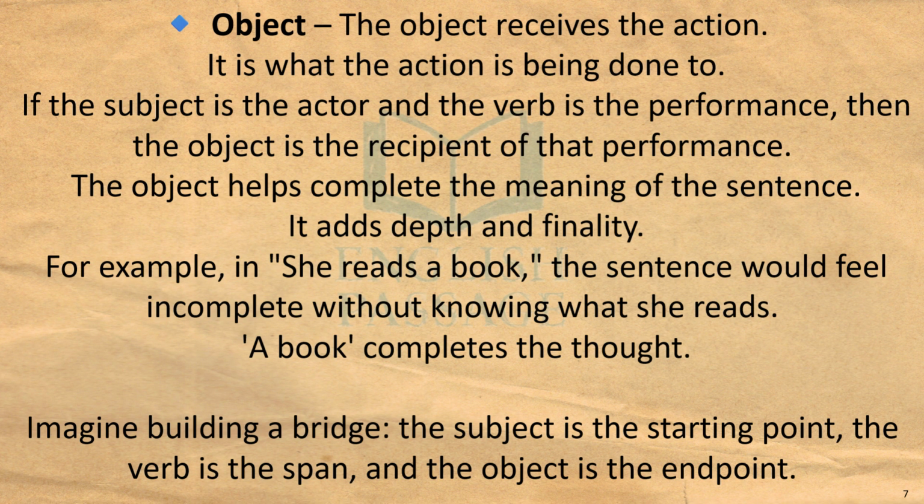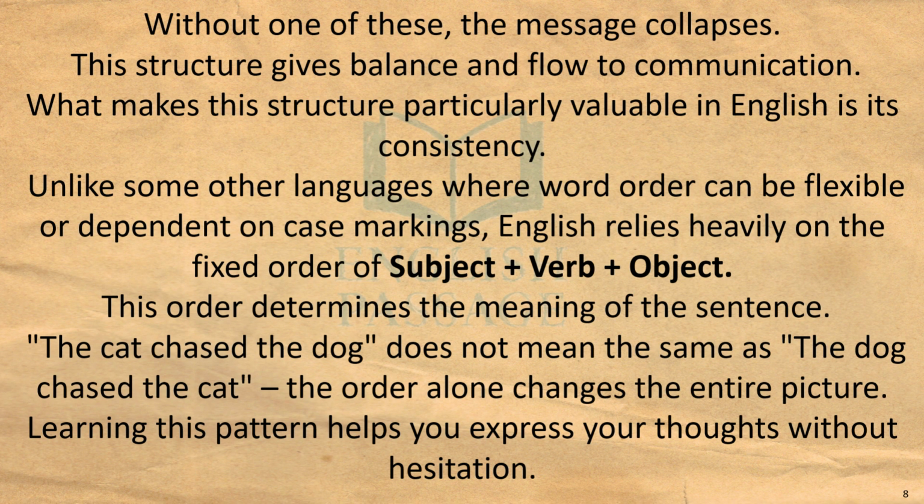Imagine building a bridge. The subject is the starting point, the verb is the span, and the object is the end point. Without one of these, the message collapses. This structure gives balance and flow to communication. What makes this structure particularly valuable in English is its consistency. Unlike some other languages where word order can be flexible or dependent on case markings, English relies heavily on the fixed order of subject plus verb plus object. This order determines the meaning of the sentence. The cat chased the dog does not mean the same as the dog chased the cat. The order alone changes the entire picture.